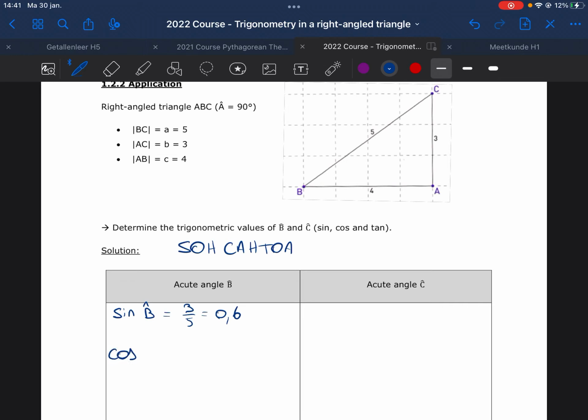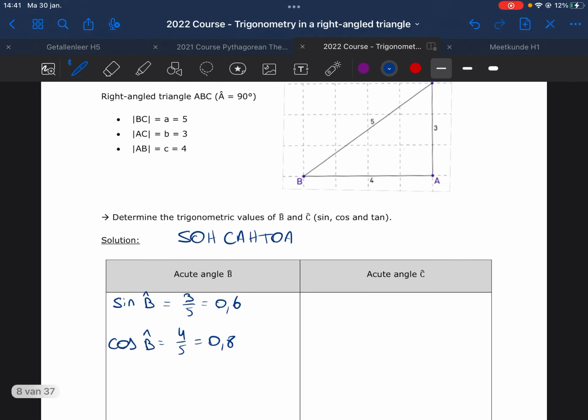Now the cosine of B, the cosine is adjacent over hypotenuse. So the adjacent right angle side over the hypotenuse, 4 over 5, and we would find a cosine of 0.8. Now for the tangent of B, it will be the opposite side over the adjacent side, while the opposite right angle side over the adjacent right angle side would equal 3 over 4 or 0.75.